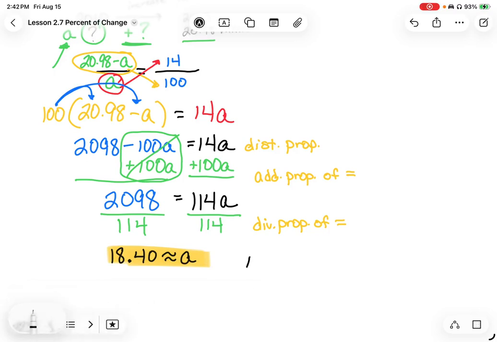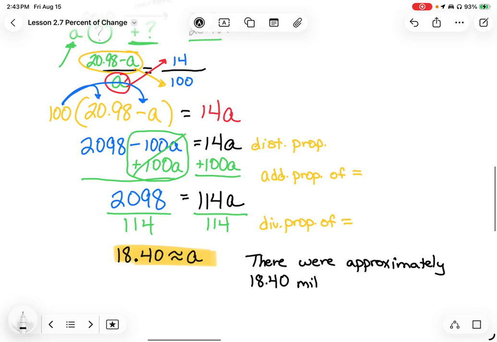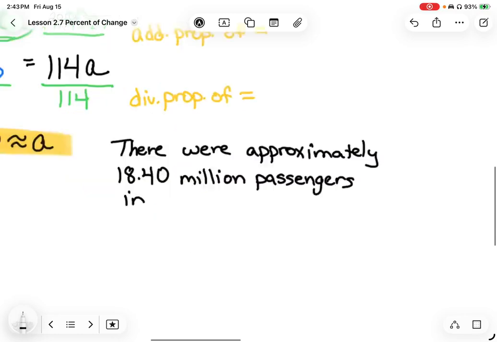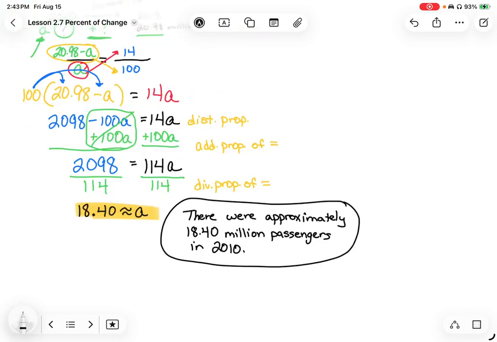Now that is not good enough for an answer. We need to write our answer in context. So we're going to say there were approximately 18.40 million passengers. And we don't really need the zero on the end, but since our problem had two significant digits in it, we'll go ahead and be good mathematicians and leave two significant digits in our answer. Now remember, we're measuring in millions, so 18.40 million passengers in, and was the year 2010? I forgot. Yep, 2010. In 2010. And there is our answer in context.